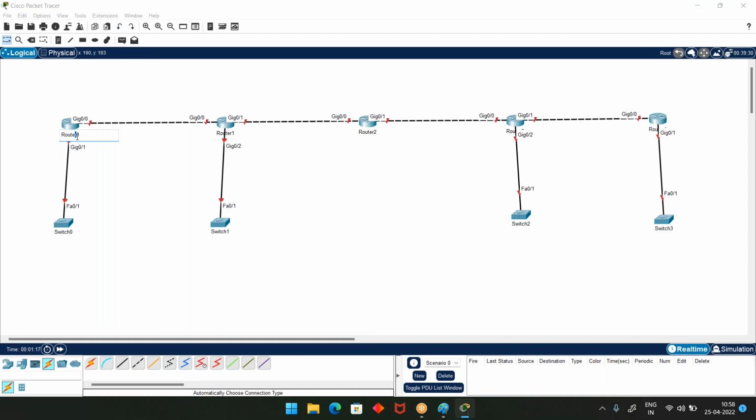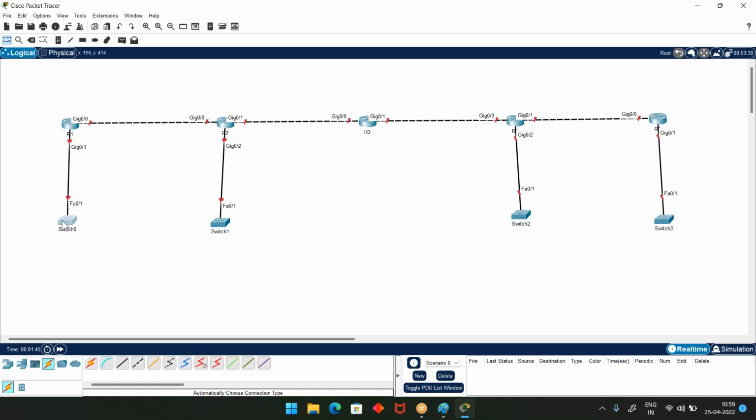Now I can change the names here as well. It is the R1 router. It is the R2 here. It is the R3 this time. R4 here. This is the R5. These are the 5 devices here.